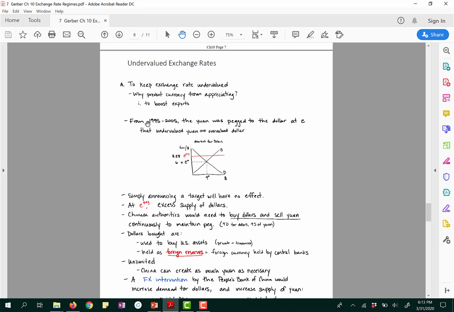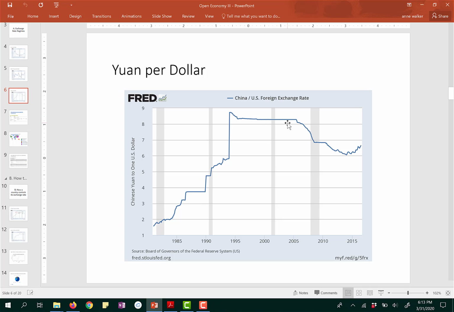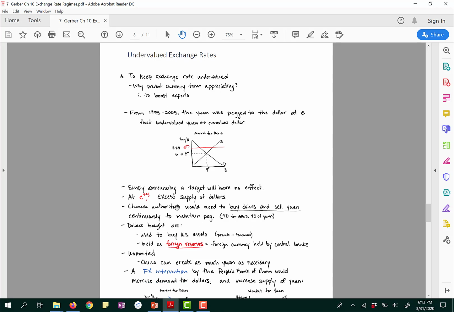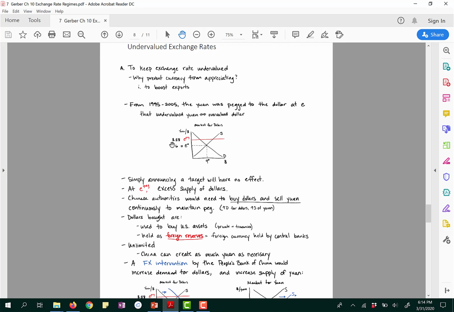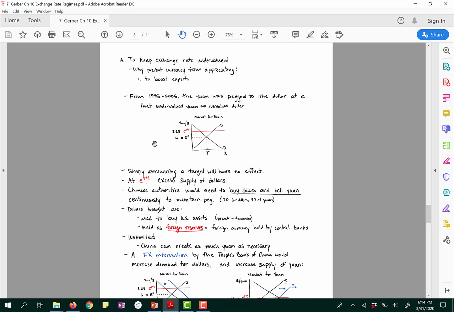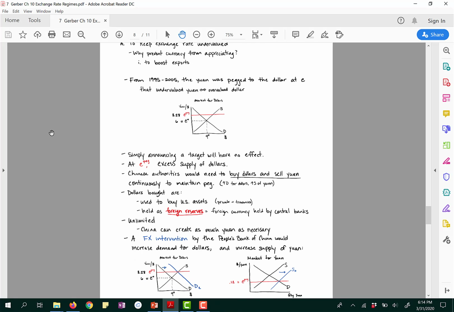So from 1995 to 2005, the yuan was pegged to the dollar at a nominal exchange rate that undervalued the yuan and overvalued the dollar. We would be referring to this time frame on the exchange rate graph. The peg was 8.28 yuan per dollar. Simply announcing a target can have no effect.